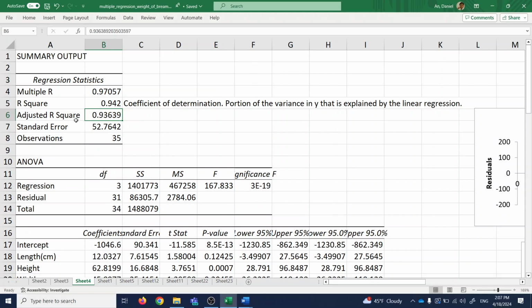Okay, so when you have multiple linear regression, the adjusted R squared is a better value to use for the coefficient of determination rather than the R squared.